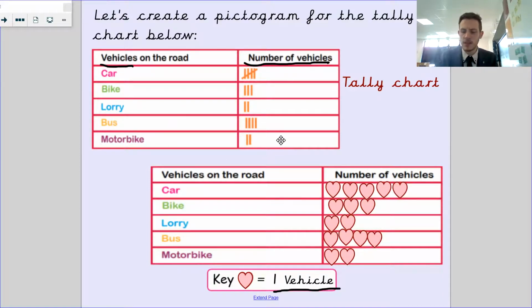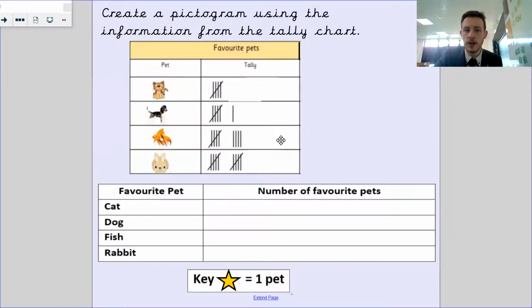Well done, everyone. Give yourself a pat on the back if you were able to do that. We're going to do another one here. And now I've changed it. We're going to do pets, but I've changed it to be a star this time as my key. My key says key 1 star equals 1 pet. So I've got 4 pets here, a cat, a dog, a fish, and a rabbit.